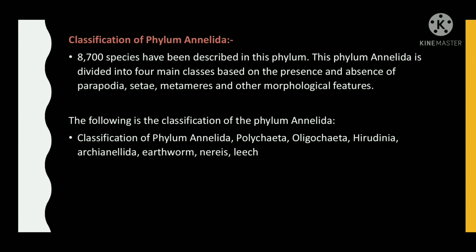Classification of phylum Annelida. 8,700 species have been described in this phylum. This phylum Annelida is divided into four main classes based on the presence and absence of parapodia, setae, metameres and other morphological features. The classification includes Polychaeta, Oligochaeta, Hirudinea, Archiannelida. Examples: earthworm, Nereis, leech.